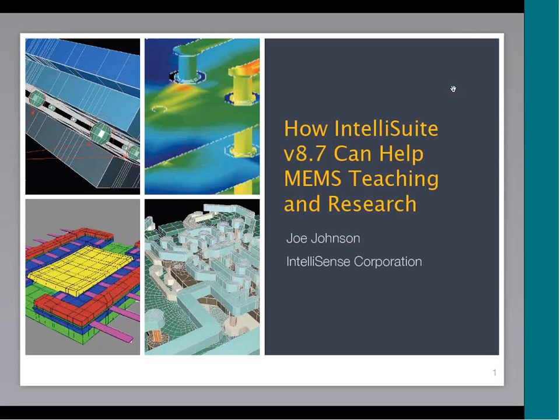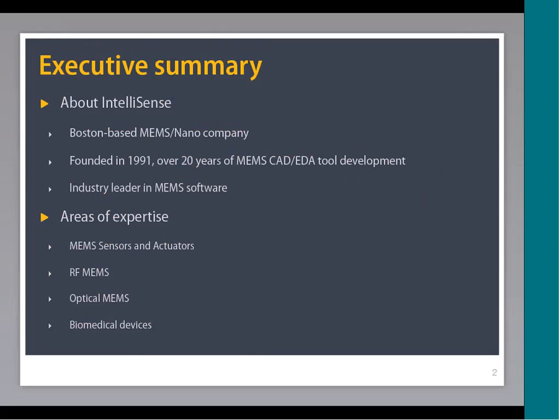introduction to the company, our company Intellisense. We're a MEMS company based in Boston, and we were founded in 1991 as a spin-out from MIT. And we were founded with the original goal of developing MEMS-specific software tools, CAD and EDA tools that were specific to MEMS designers. And so the software has been under development for over 20 years now. And at this point, we're an industry leader in MEMS software tools.